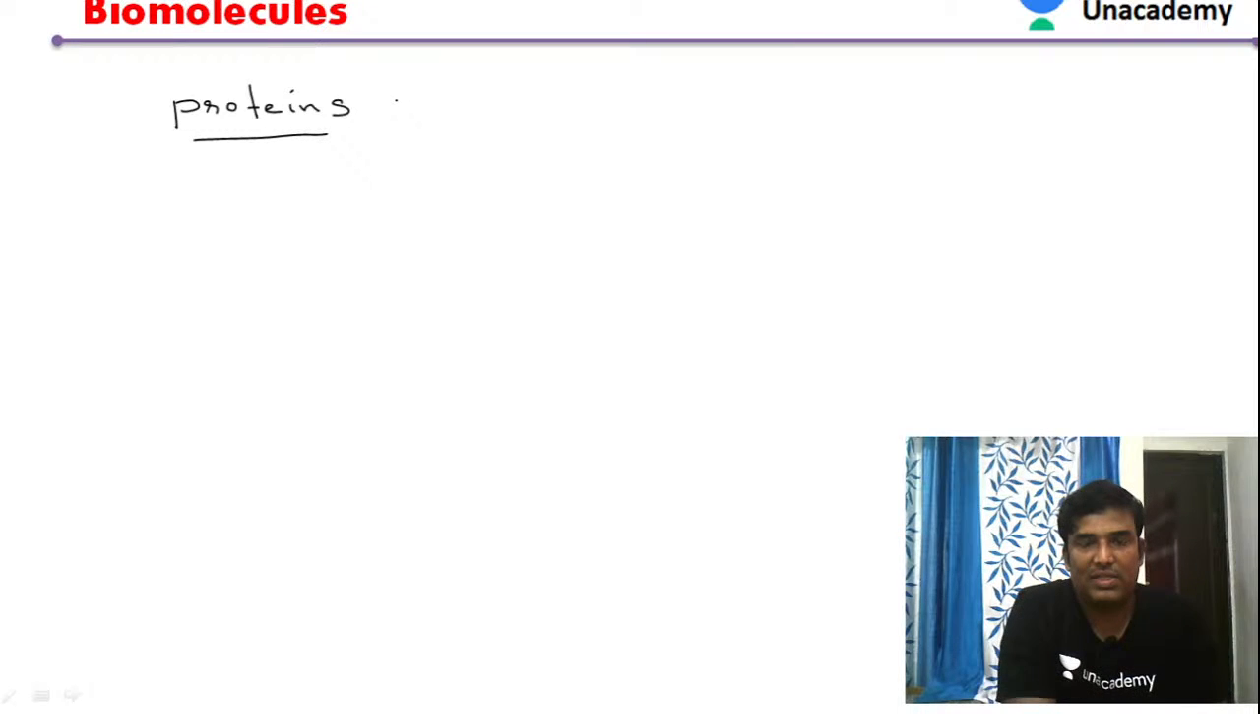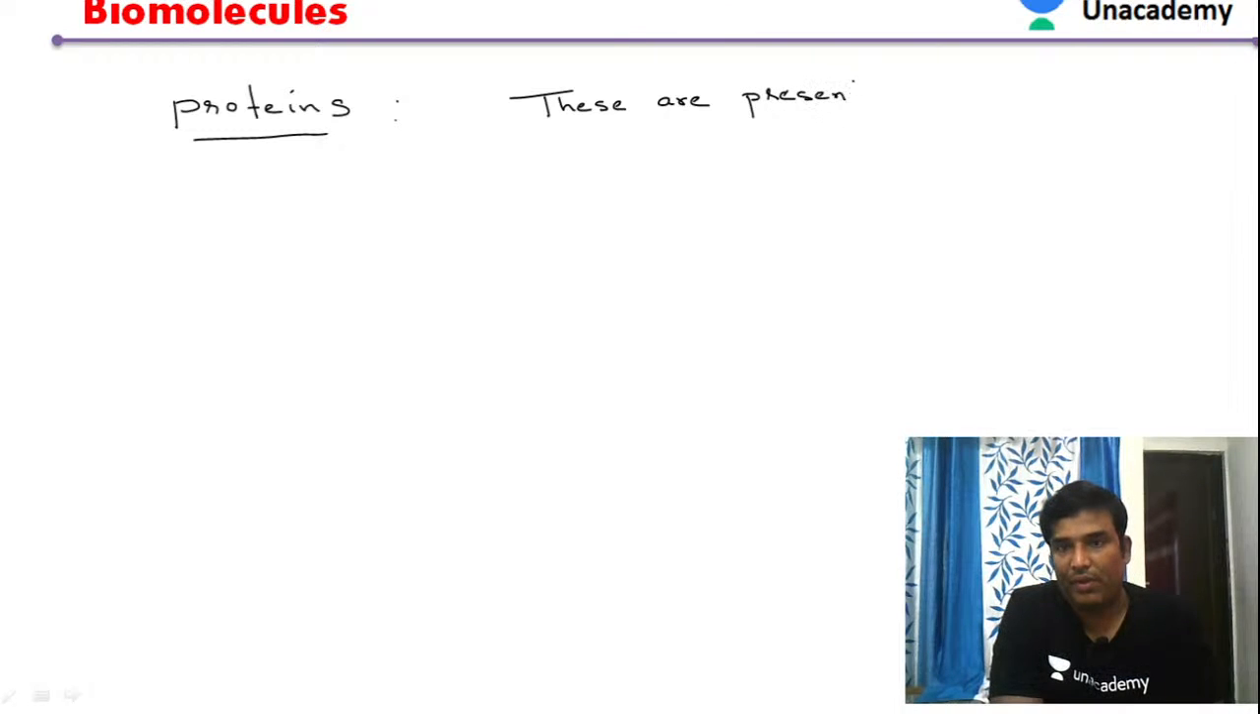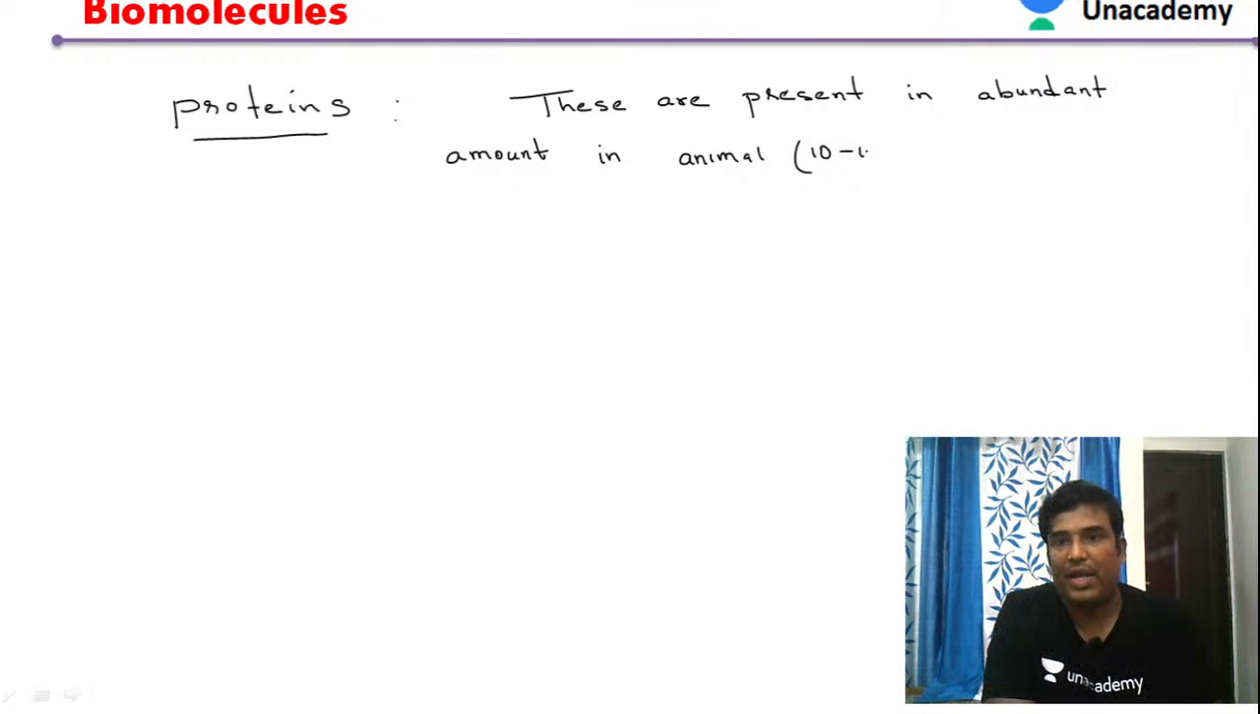If you see these proteins, they are present in abundant amounts in animal cells. In animal cells, the amount may range from 10 to 18%, which is abundant compared to the plant cell.